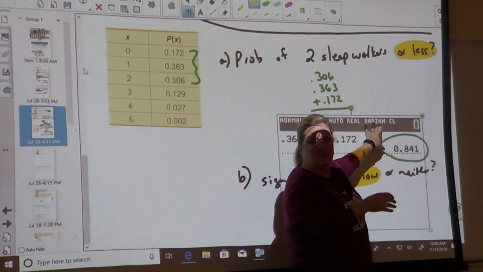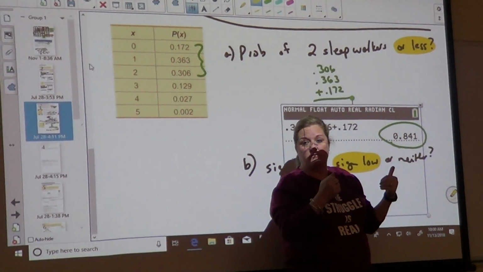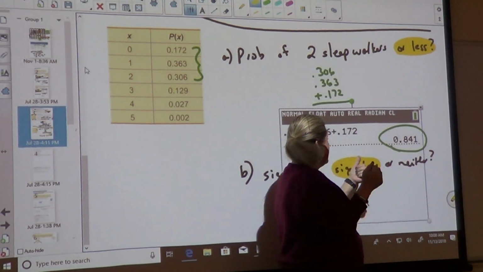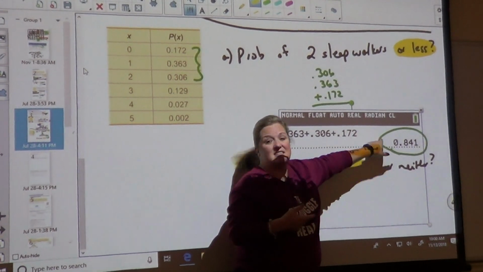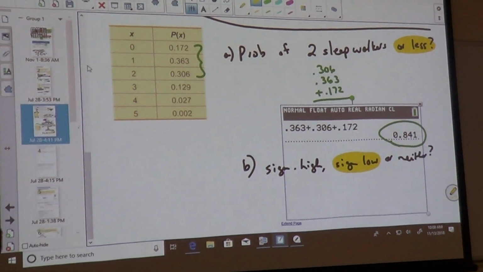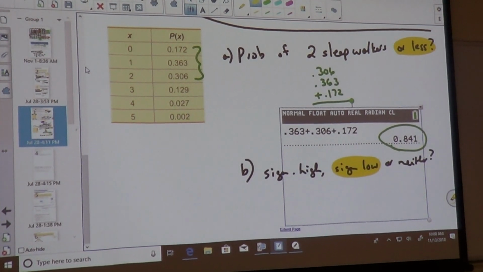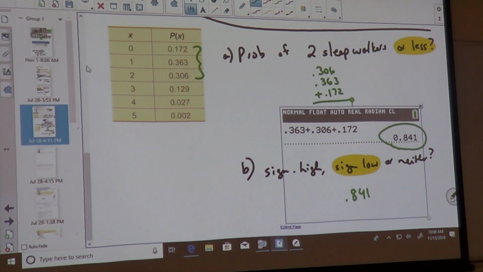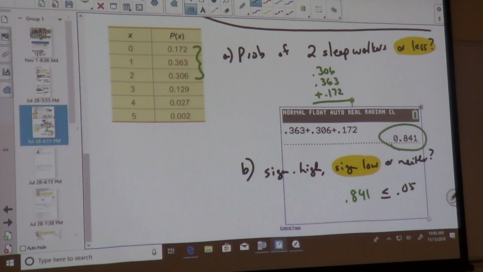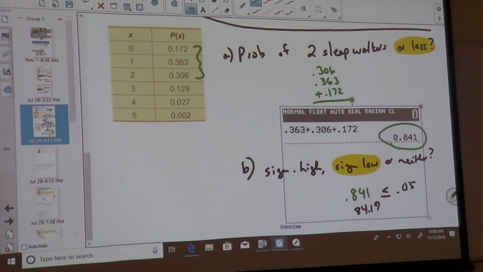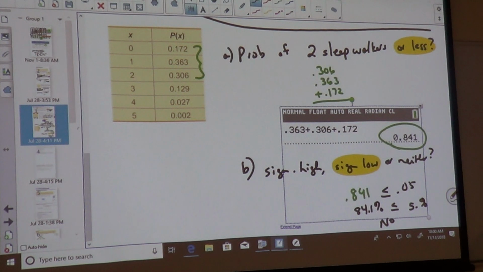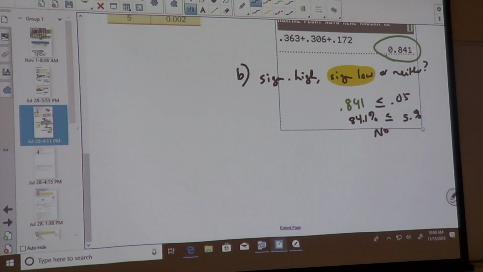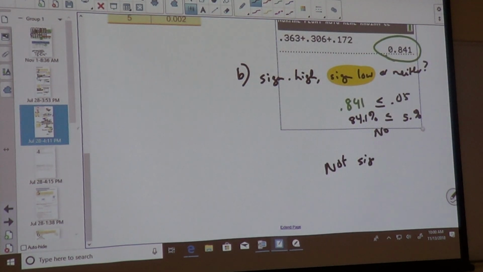Is my answer less than 0.05? If it is, then it's significantly low or significantly high. So is 0.841 less than or equal to 0.05? So is 84.1% less than or equal to 5%? No. So we can say that it is not significantly low.